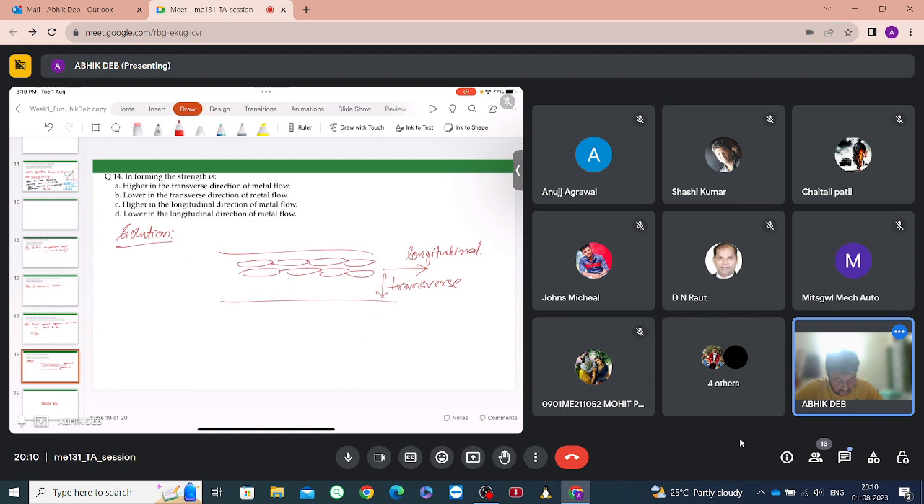Any idea? Sir, in this we are talking about the forging process, rolling process, in any kind of forming process. Okay. So if we try to pull in the longitudinal direction and if we try to pull in the transverse direction, which one will have a higher strength? That's what I am asking.